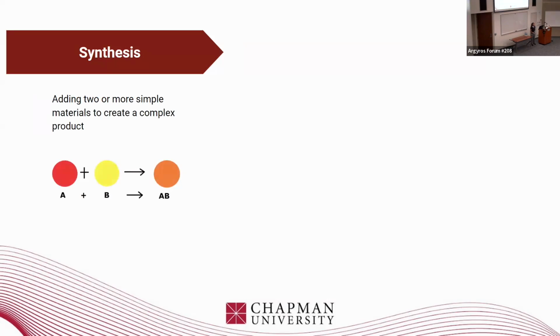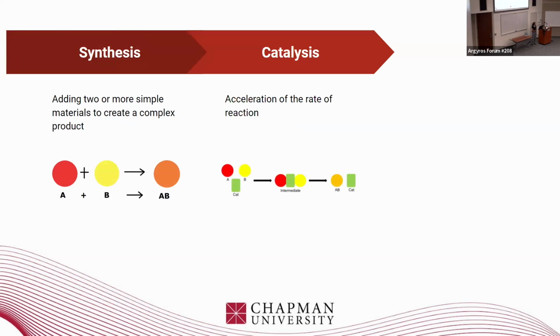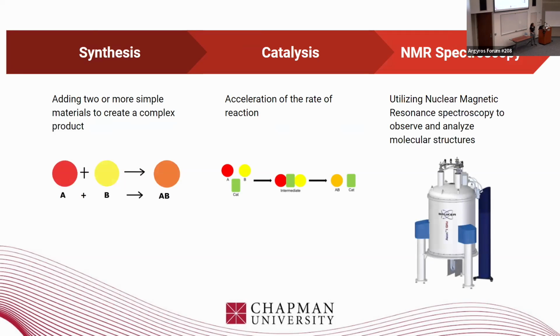So today I will be presenting the initial process of the entirety of replacing platinum with zinc, starting with synthesizing a catalyst, making a working catalyst by adding two or more simple materials to make a more complex product, and testing the efficacy of the catalyst in catalysis, which is the acceleration of the rate of reaction, and then characterizing the products of the catalysis with nuclear magnetic resonance spectroscopy, which will analyze the products to observe the molecular structures.